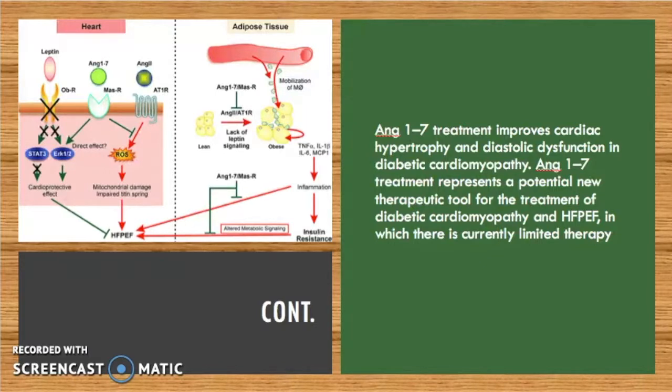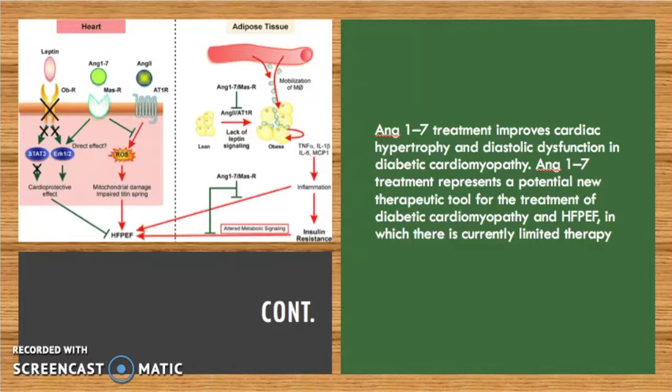In adipocytes, either local activation of Ang II or lack of leptin signaling induces obesity, leading to influx of macrophages into adipose tissue and secretion of pro-inflammatory mediators, eventually resulting in insulin resistance, altered metabolism, and heart failure with preserved ejection fraction. Ang 1-7 binding to the Mas receptor in cardiomyocytes and adipocytes inhibits the Ang II AT1R pathway and is protective against heart failure with preserved ejection fraction.